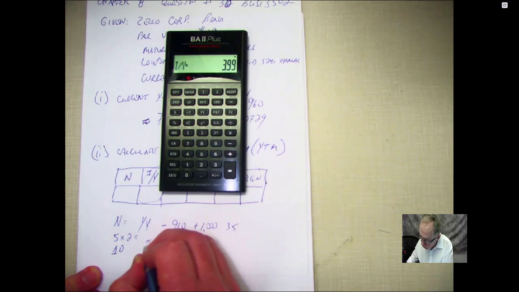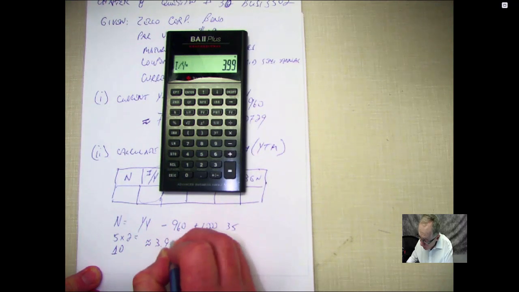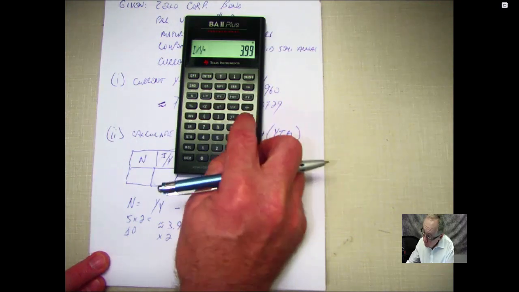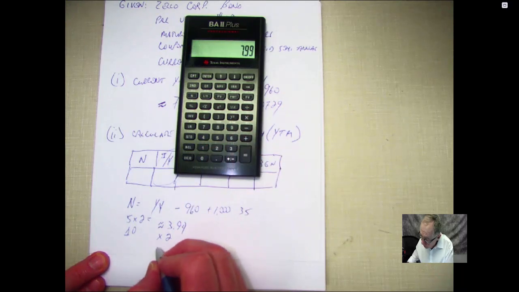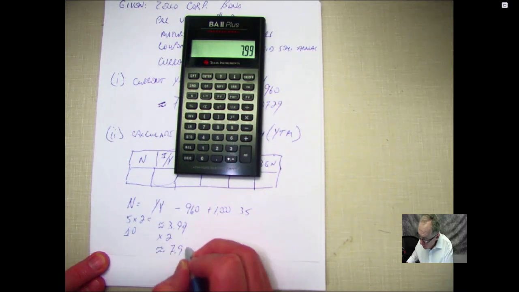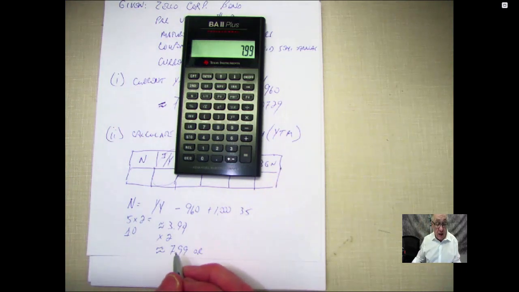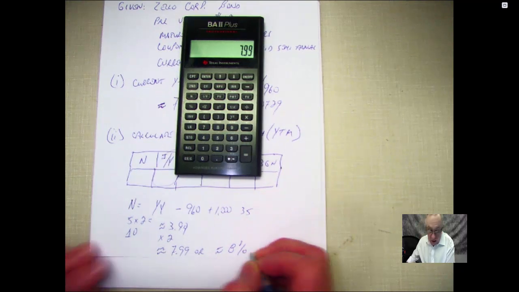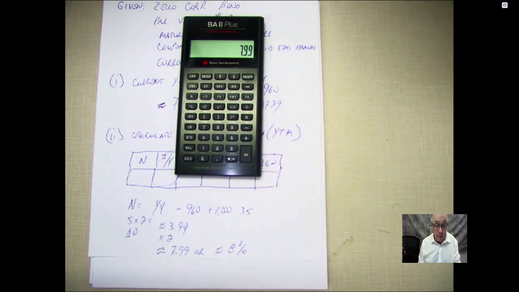Interest is approximately 3.99, and remembering to double that to get the annual yield, approximately 7.99, or what our answer grid says, the yield to maturity is approximately 8%. So that gives us parts 1 and 2 for question number 30 of chapter 8.